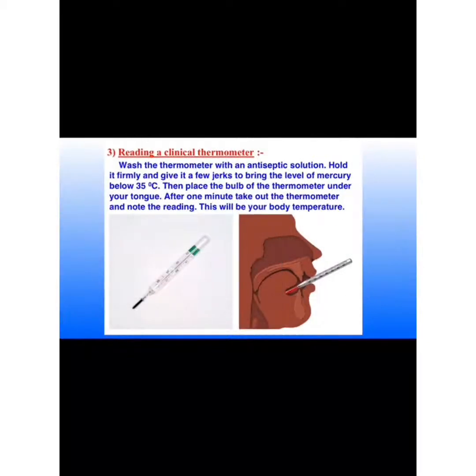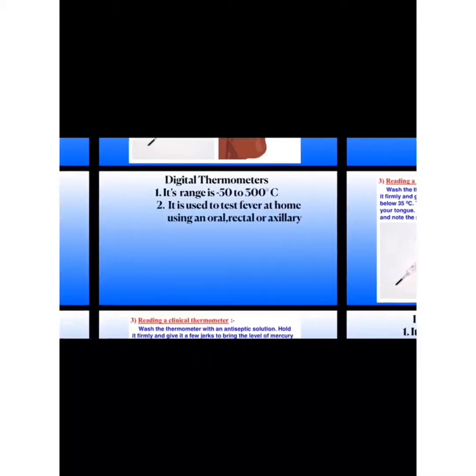Now let's see what precautions should be taken before using a clinical thermometer. Wash the thermometer with an antiseptic solution, hold it firmly and give it a few jerks before using so that the level of the mercury may fall below 35 degrees Celsius. Then place the bulb of the thermometer under your tongue. After 1 minute, take it out and note down the reading. This will be your body temperature.